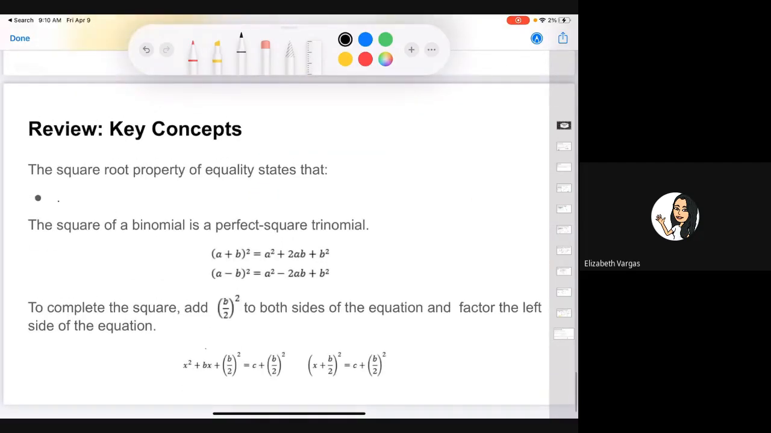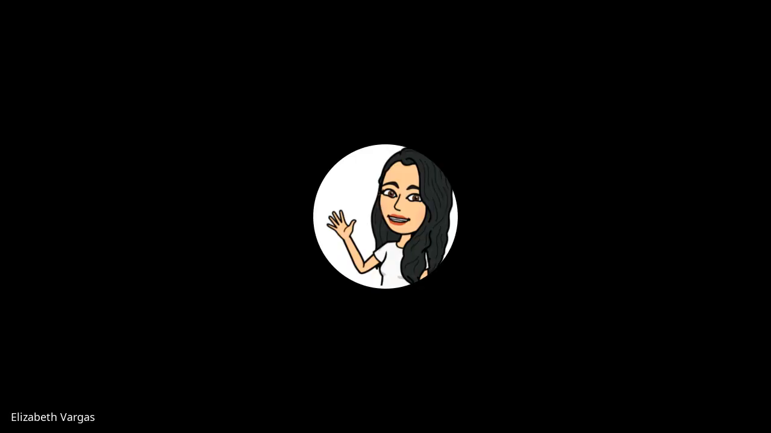So basically, that's the gist of today. Today, we looked at the square root property. We looked at the square root of a binomial. And we looked at how to complete the square. By doing all those things, I'm able to solve a quadratic equation, so solve for the x of a quadratic equation. Okay, questions, concerns? And like always, we'll go over some practice problems so you can see it being used.